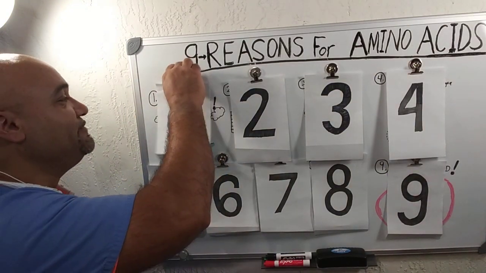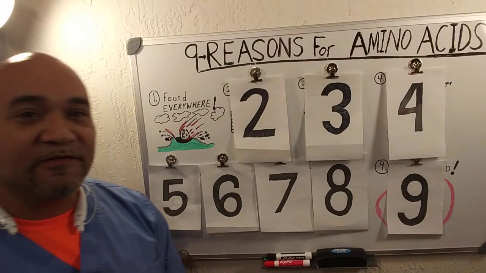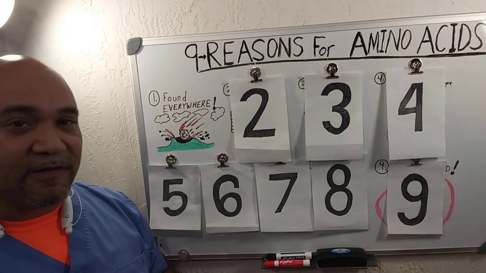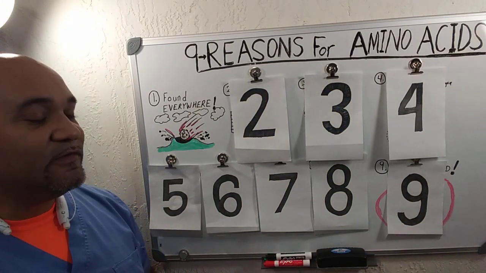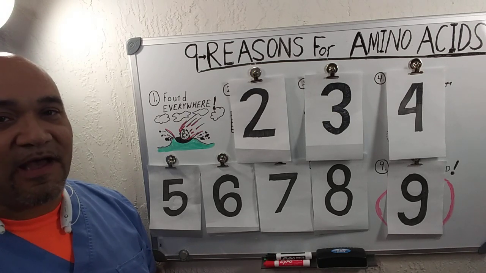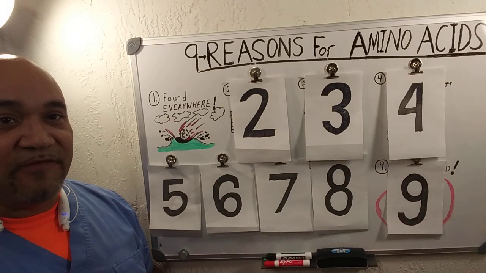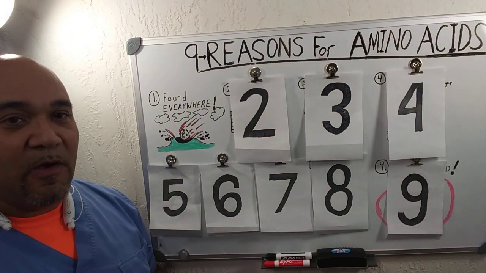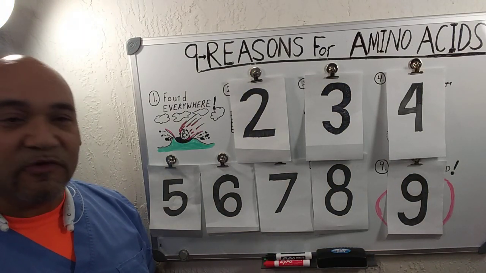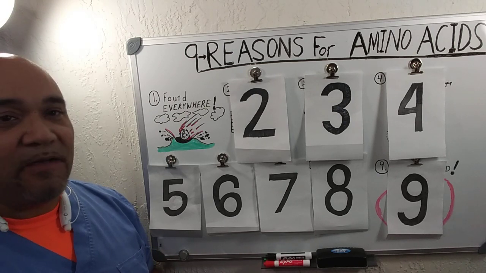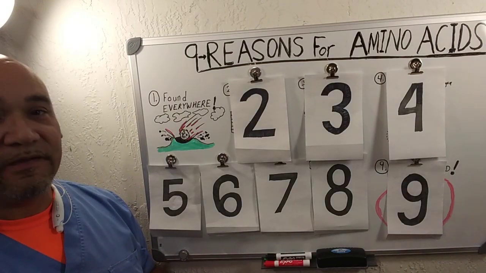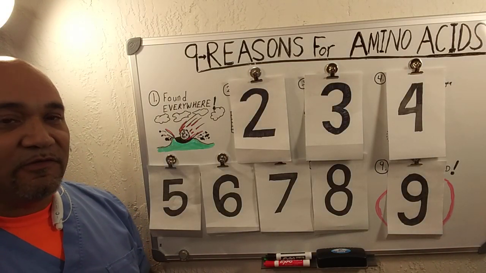Reason number 1. Amino acids are found everywhere and work everywhere. Amino acids rain down from the sky in meteorites. That tells us that in the vacuum of space, where chemicals can react any which way they want, they most commonly form organically amino acids.